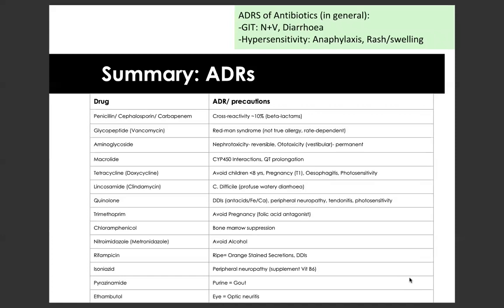And then for your RIPE drugs for TB, a good way of remembering is that rifampicin sounds like ripe. So oranges are ripe, so it can cause orange-stained secretions. Isoniazid is the one that causes peripheral neuropathy, so you need to supplement with vitamin B6. Pyrazinamide, P for purine, purine implicating gout, so pyrazinamide can cause gout. Ethambutol starts with E for eye, so that can cause optic neuritis. So that's one way of remembering it. That's a lot to remember.